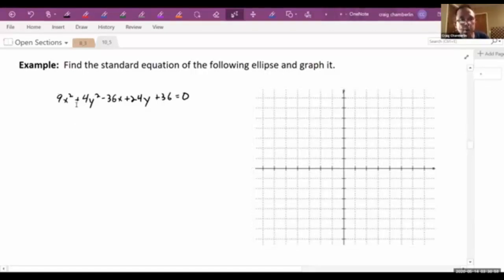So we have 9x squared plus 4y squared minus 36x plus 24y plus 36 equals 0. And we need to make it look like one of the above equations. So the way you do that is you group the powers of x together, 9x squared minus 36x, and then plus 4y squared plus 24y. And I'm going to move the 36 to the other side, make it negative 36.